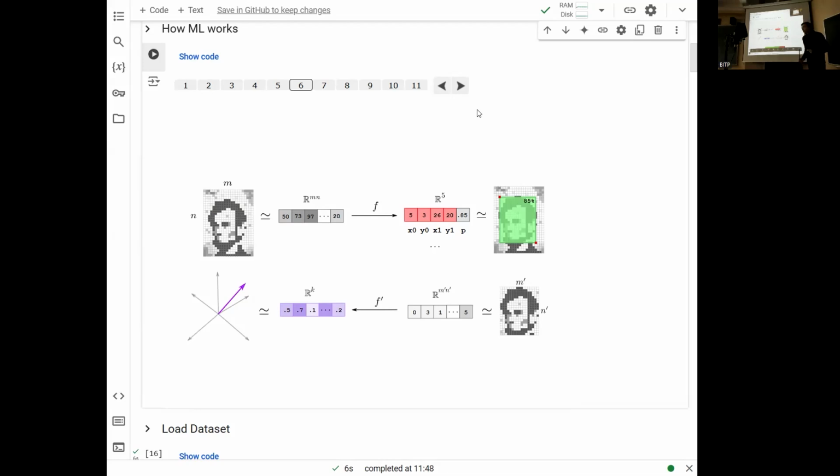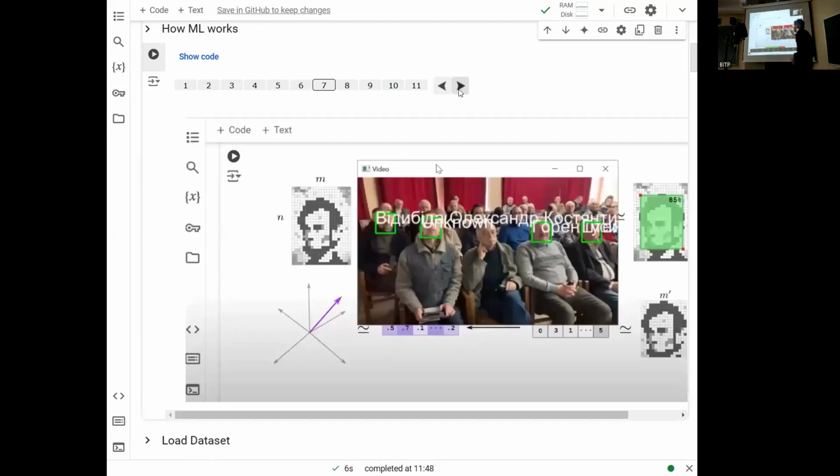But what we want is for this function to be such that if we show images of the same person, we get vectors that are close in this space. So, for example, the angle between them is close to 0. If we show images of different people, we want to get vectors that are more or less perpendicular. And with this pipeline, we can, for example, detect people and guess who these are.